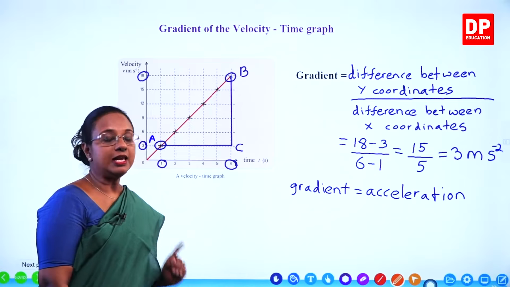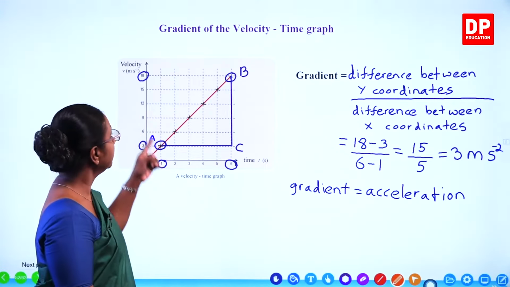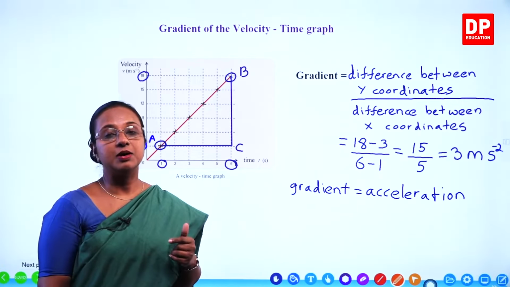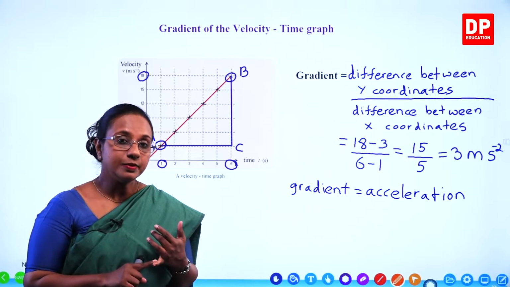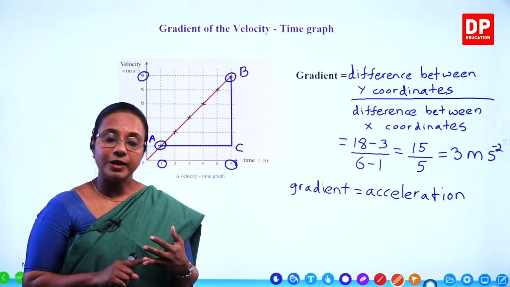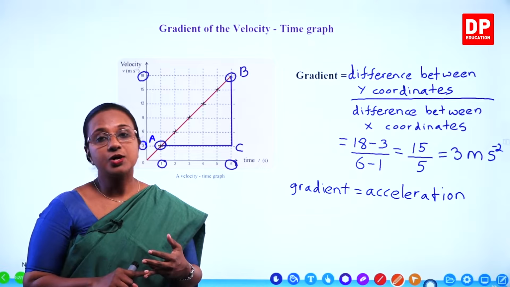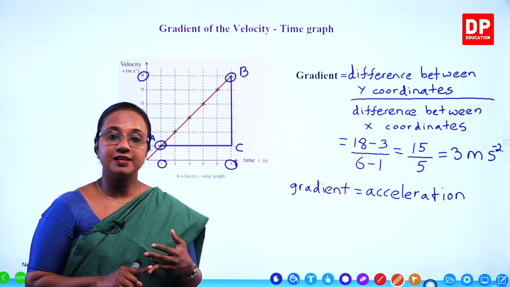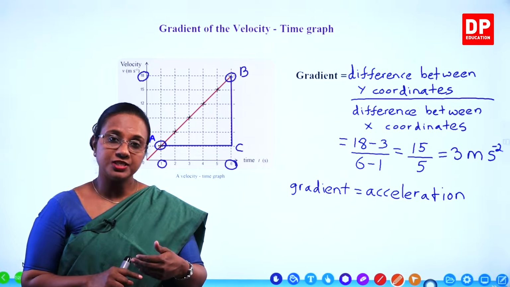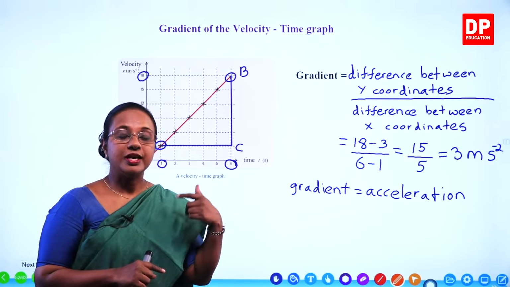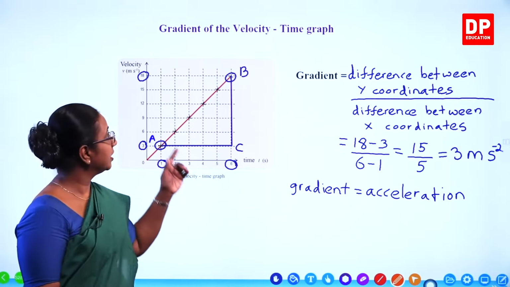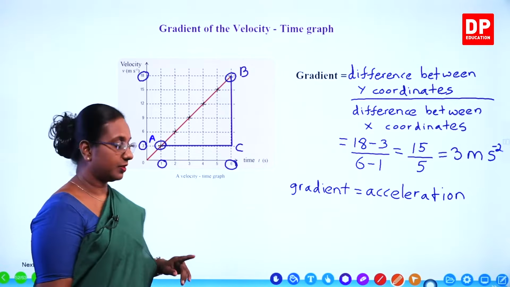This is not the only information that we can get from a velocity time graph. Students, if you again think about the calculations, we started with displacement. When you divide displacement by time, you get velocity. When you divide velocity by time, you get acceleration. The same way, you can go back from velocity to displacement. So in the next slide, we will see how we can calculate displacement from a velocity time graph.